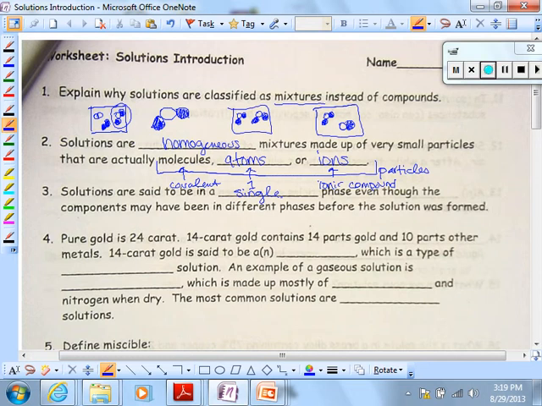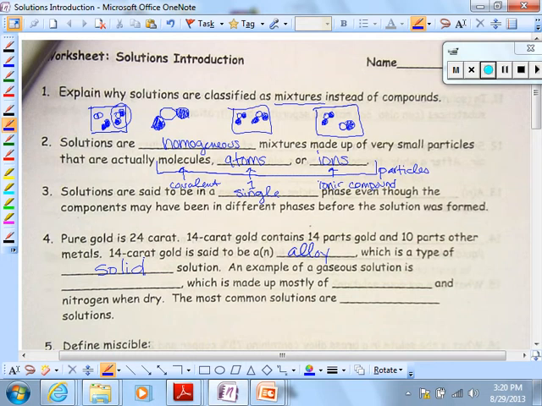Okay. Pure gold is 24 karat. 14 karat gold contains 14 parts gold and 10 parts other metals. 14 karat gold is said to be a perfect alloy, which is a type of solid solution.